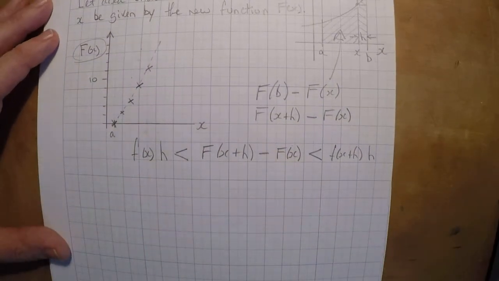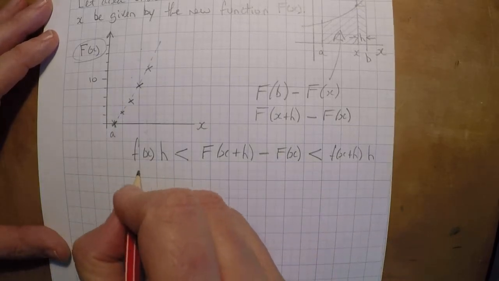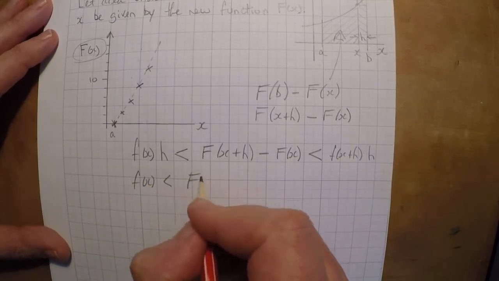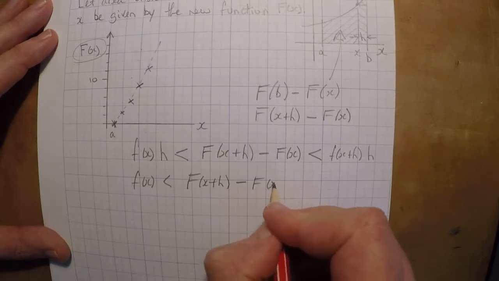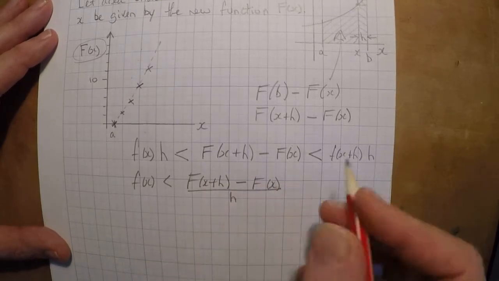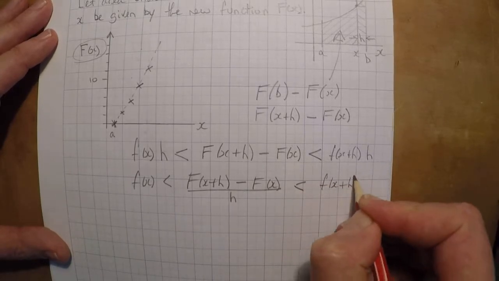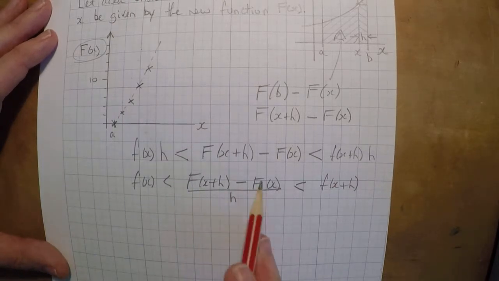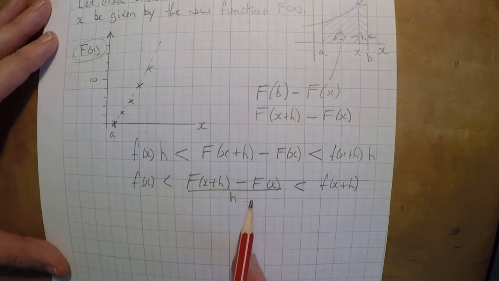That's the hard bit. Right there is the hard bit. Now I'm going to divide through by h. So f of x would be less than f of x plus h minus capital F of x, all divided by h, which would be less than f of x plus h. This thing should look familiar. That should look like taking a derivative by first principles.